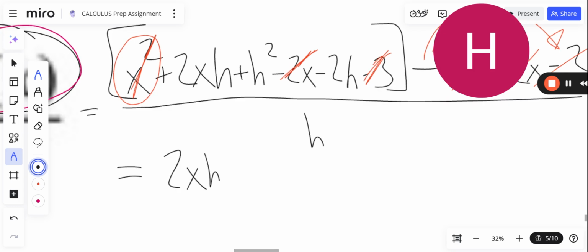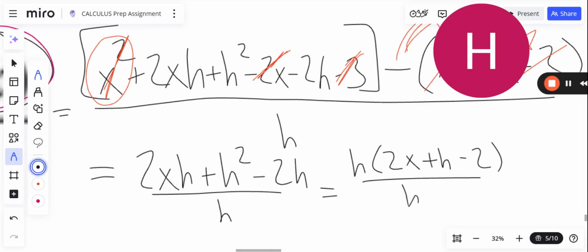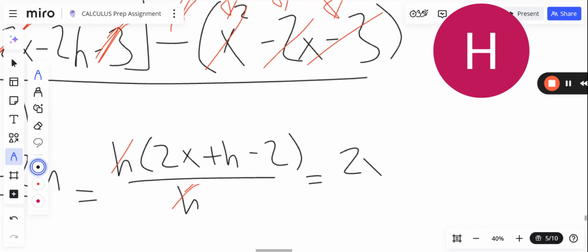See how everything that does not have an h is now gone. So this is going to leave us with 2xh plus h squared minus 2h all over h. Take the h's out. You can divide everything by h now. So this is 2x plus h minus 2. And now that those are canceled, our difference quotient is equal to 2x plus h minus 2.